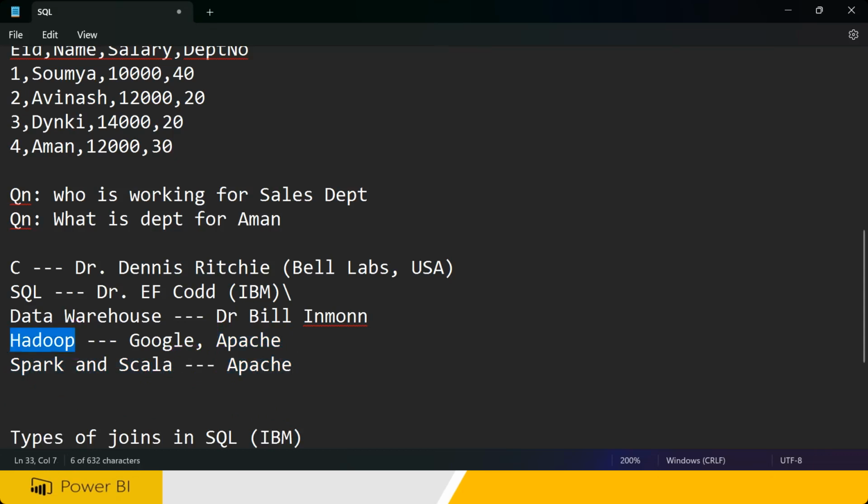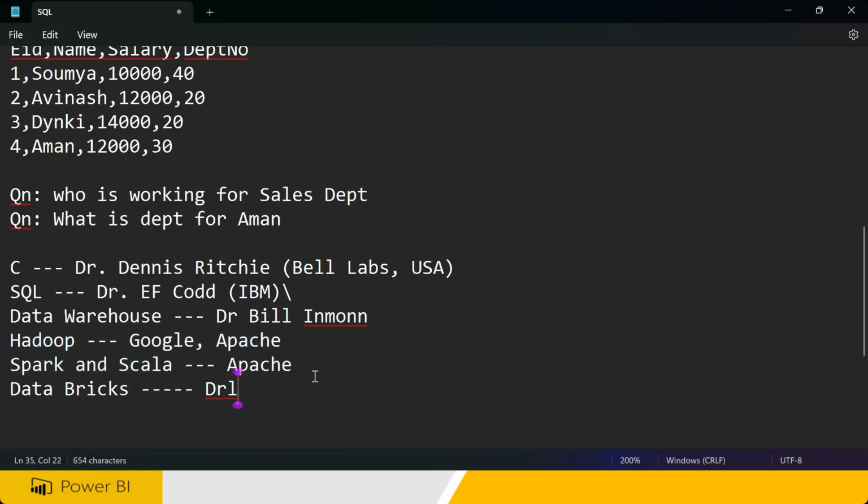Hadoop, I was talking about, when you have big data, Hadoop can be used, right? People are not using Hadoop today. What are people going to be using today? Spark and Scala. On top of that, we have Databricks. Databricks is invented by Dr. Ali.